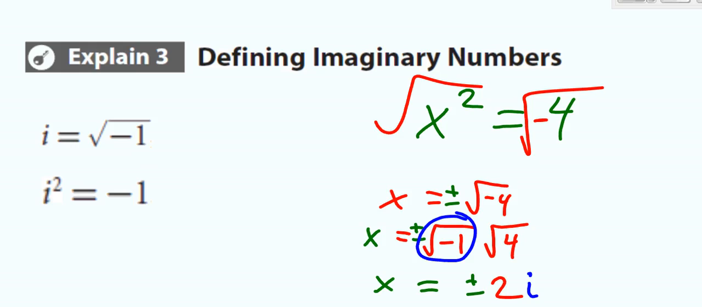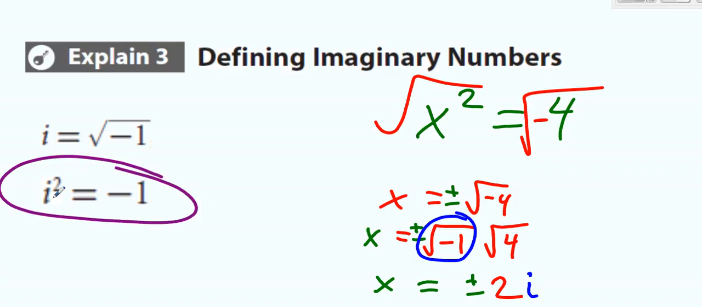The only thing that you need to remember is if you have i squared, it's negative 1, so it's going to make a negative answer. It's kind of the follow-up of i being the square root of negative 1: i squared is negative.